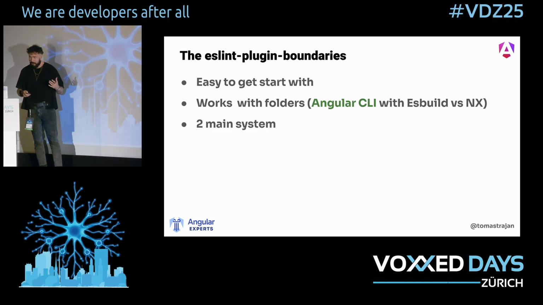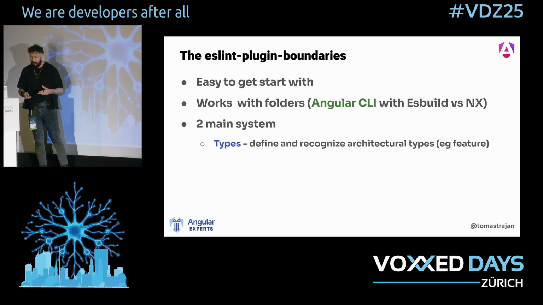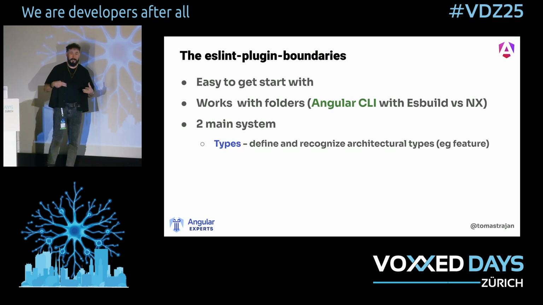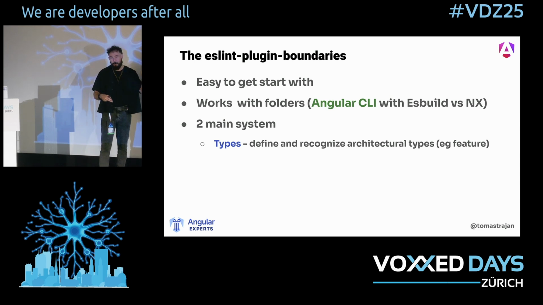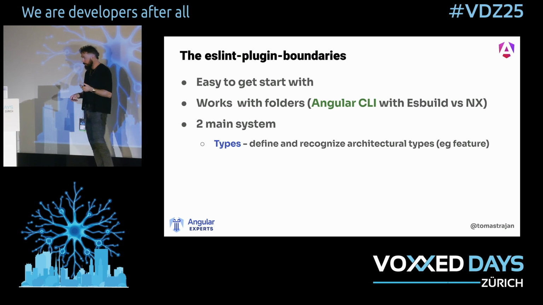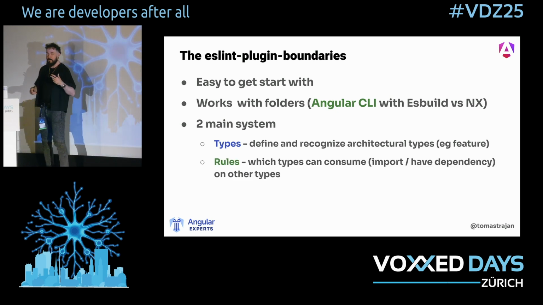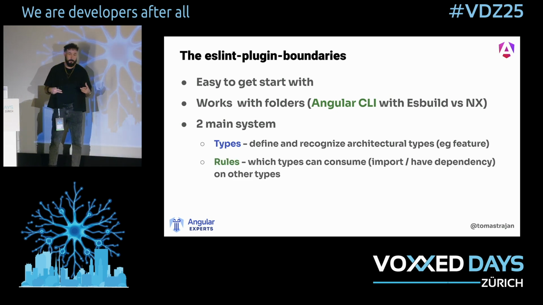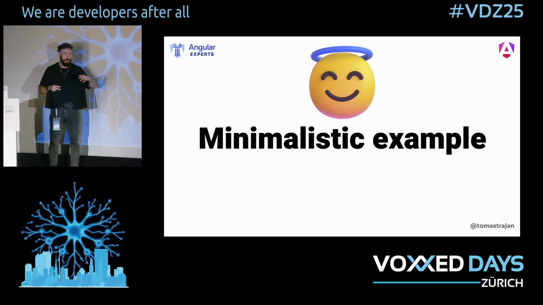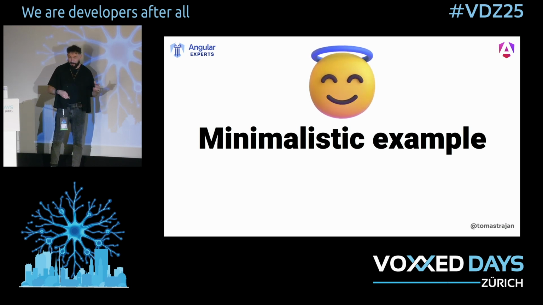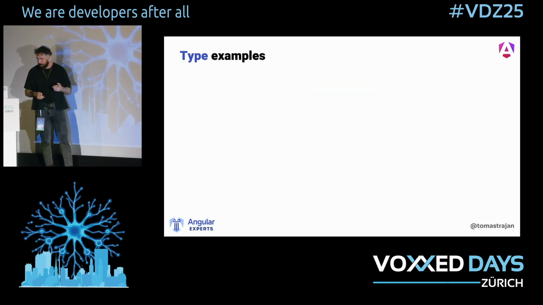And the whole thing works with two main systems. So first of all, we have to define these architectural building blocks, or the types, so the vocabulary, like you have core, you have shared, or UI, you have feature, maybe you have pattern, whatever you want. And then we can define the rules between those types. So, and we will learn this on a very minimalistic example, so that way you can take this knowledge and define the system which makes sense for your specific application and implement it for yourself.